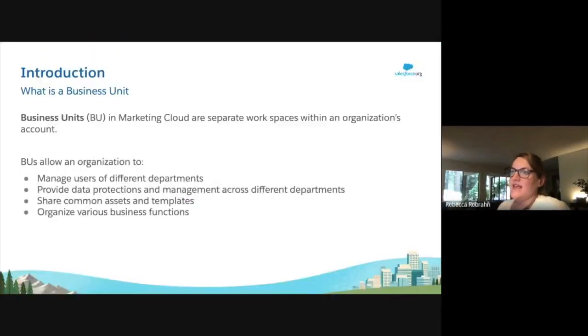So what is a business unit? Essentially, a business unit in Marketing Cloud is a separate workspace within the organization account. You can have more than one business unit within the same organization.